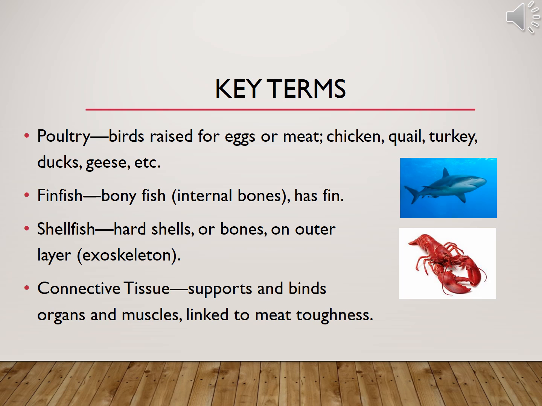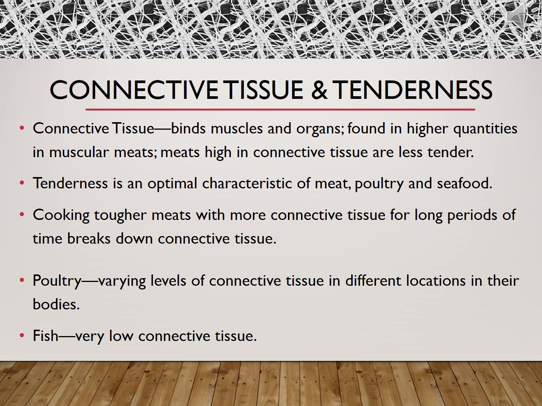Connective tissue is the tissue that supports and binds organs and muscles. More connective tissue causes greater meat toughness. Remember that concept. Again, connective tissue binds muscles and organs, and it is found in higher quantities in muscular meats, and meats that are high in connective tissue or high in muscle are generally less tender.